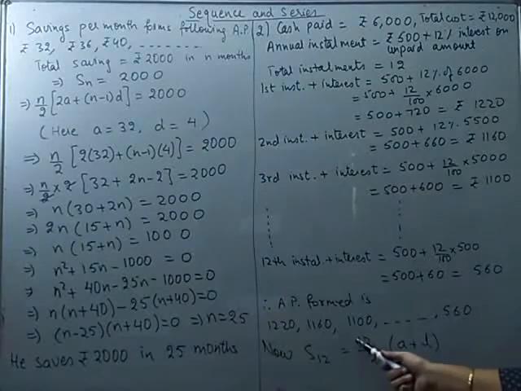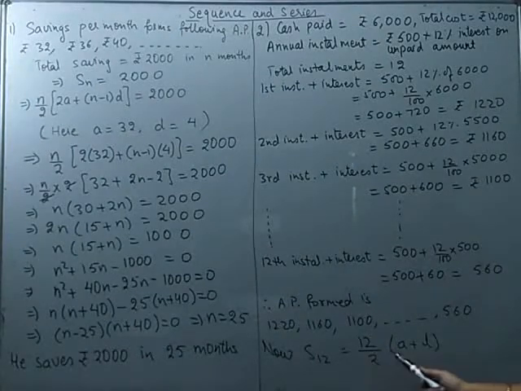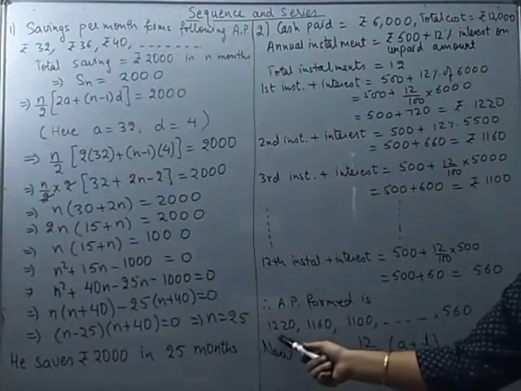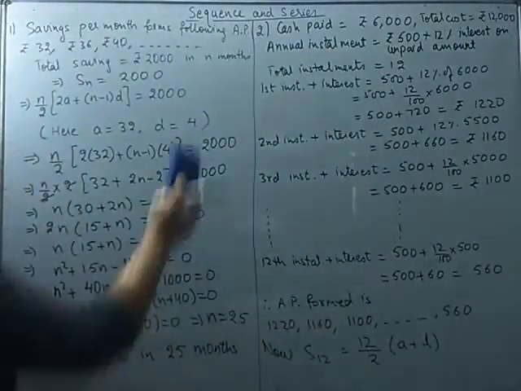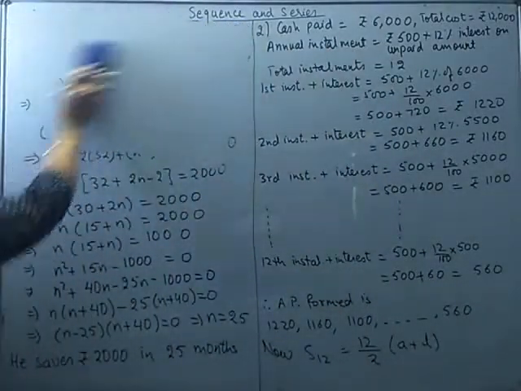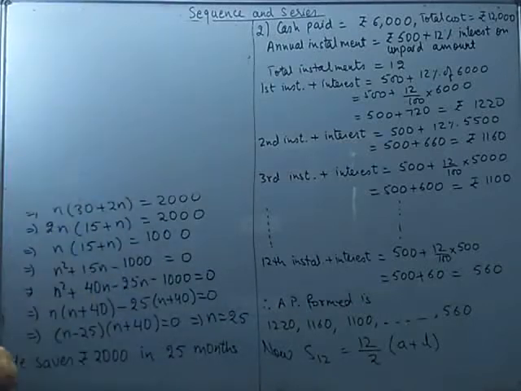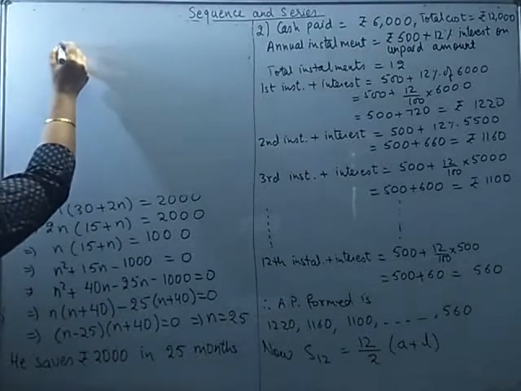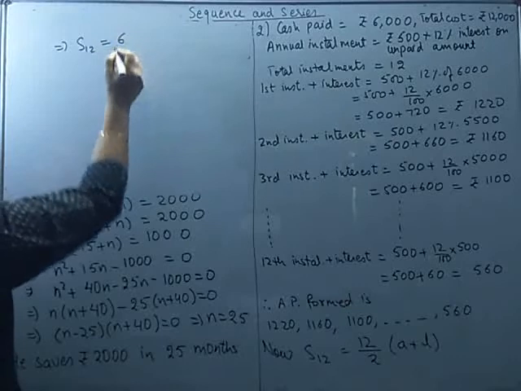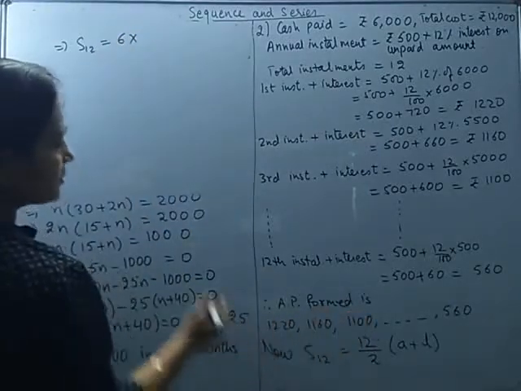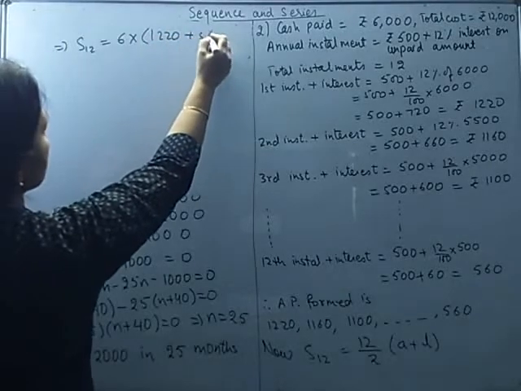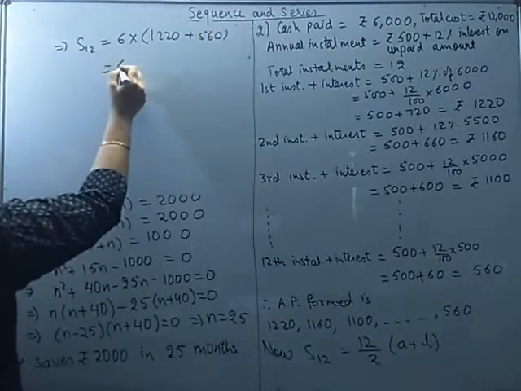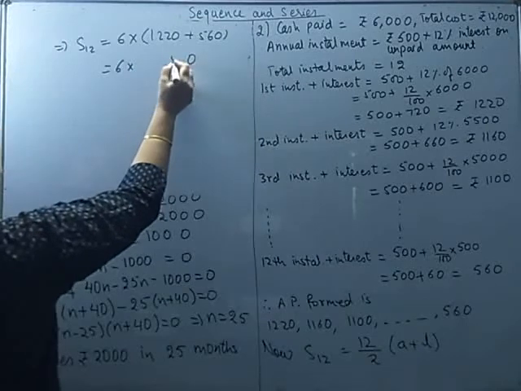So the sum of 12 terms can be written as 12 by 2. I have used the alternative formula here: first term plus last term, because we know the first term, we also know the last term. So if we put that here, the sum of these installments paid along with the interest comes out to be 12 by 2, which is 6, times the sum of the first and the last term. The first term is 1220, the last term is 560. If we add these two, it comes out to be 1780.